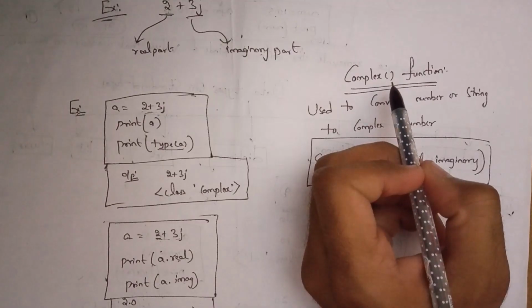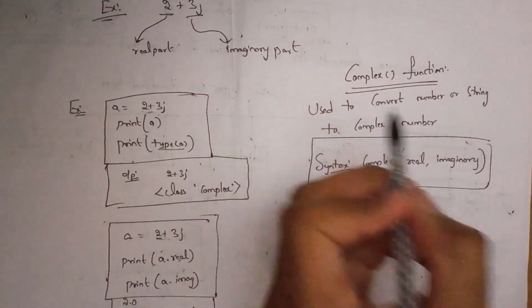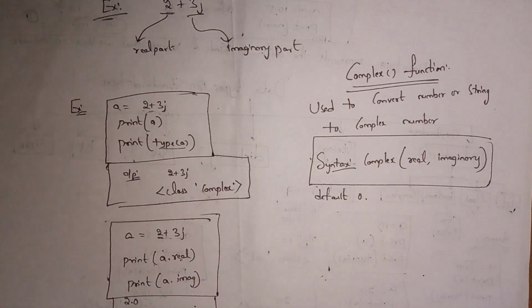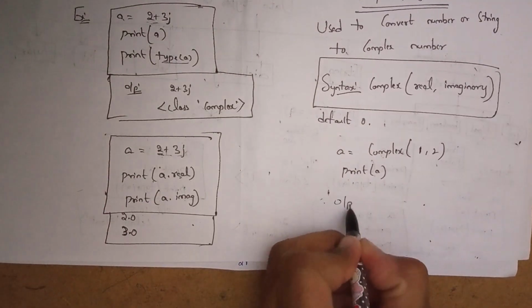There is a separate complex function available in Python. By using this function, you can convert a number or string to a complex number. This is the syntax. Inside the complex function, you need to write the real part and imaginary part. I will give an example. Here I took variable name as a. Inside variable a, I wrote complex of 1, 2, where 1 is the real part and 2 is the imaginary part. Whenever you execute this program, you will get output 1 plus 2j.